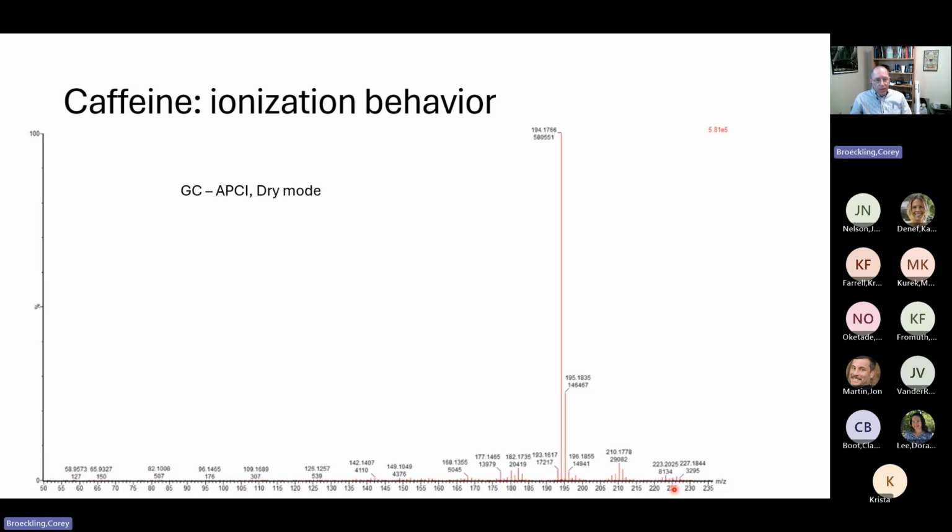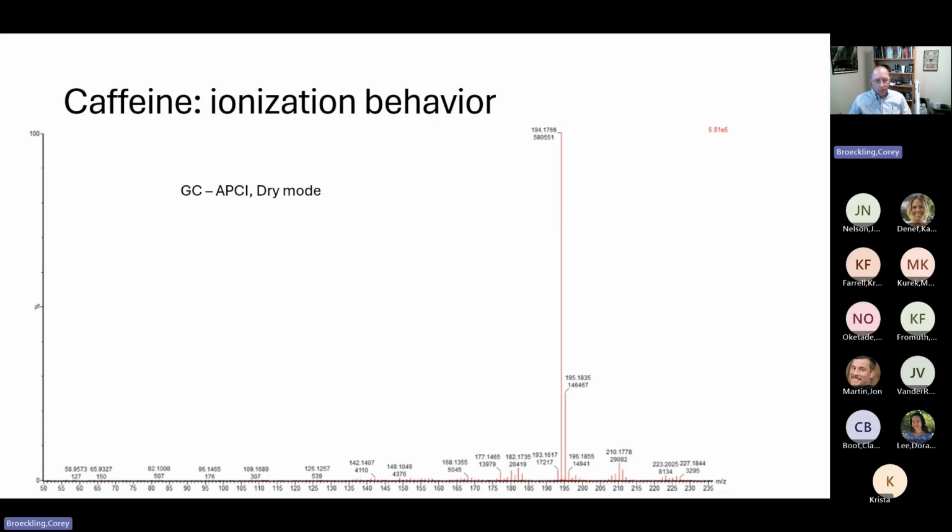This is what the MS spectrum looks like on our system for caffeine in dry mode, where we see a strong molecular ion at 194 and very little fragmentation outside of it. And further, we have accurate mass data. So we have 194 point with several decimal places, and those decimal places are meaningful. So this is what dry mode looks like.